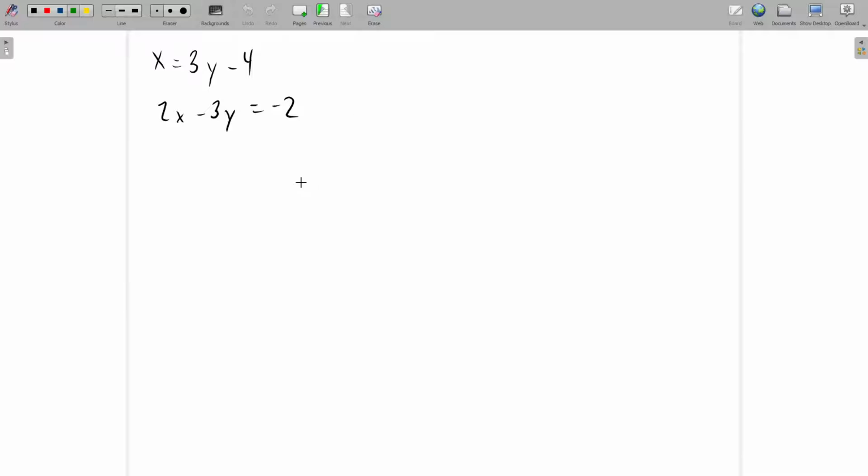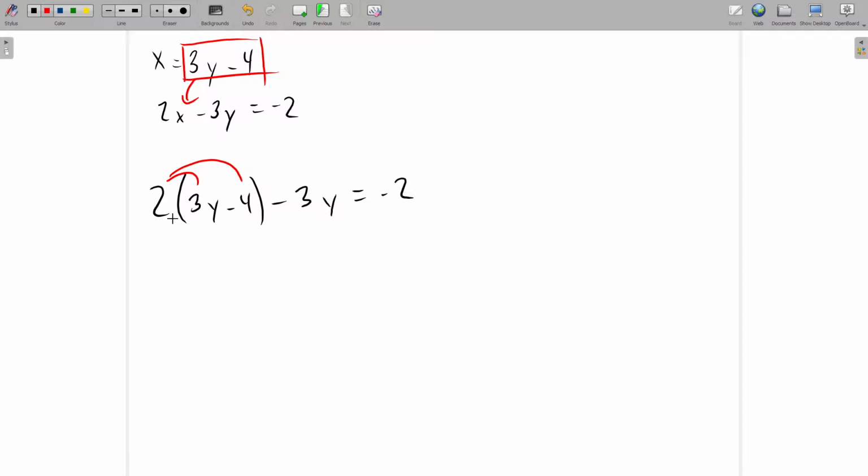We have one final example to look at. In this situation, we're given what x is equal to, but it follows the same rule. We're going to take what x is equal to and plug it into the x in the other equation. Alright, so we're going to have 2 times, not x, but 3y minus 4, minus 3y is equal to negative 2. We're going to remember to distribute this 2 because we remembered to put the substitution in parentheses. So we have to distribute that 2.